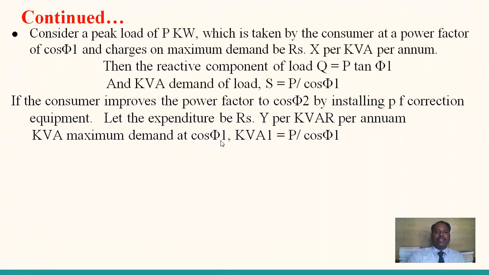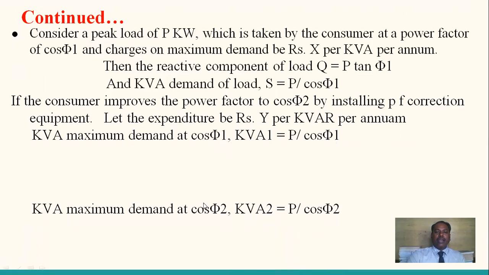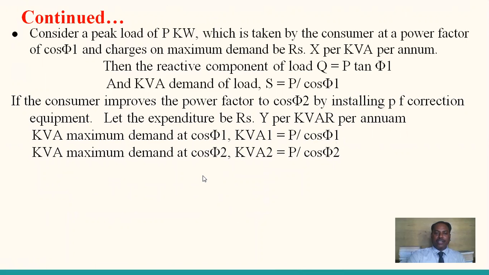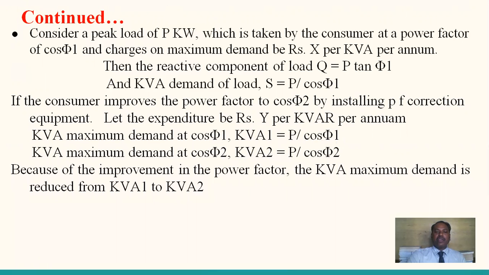The kVA maximum demand at the existing system, with cos phi 1, is kVA1, equal to P by cos phi 1. And due to the installation of the equipment, the power factor changes from cos phi 1 to cos phi 2, so kVA2 is equal to P by cos phi 2. Because of the improvement in the power factor, the kVA maximum demand is reduced from kVA1 to kVA2. So the maximum demand is reduced from kVA1 to kVA2, in the sense that the cost is to be reduced here.